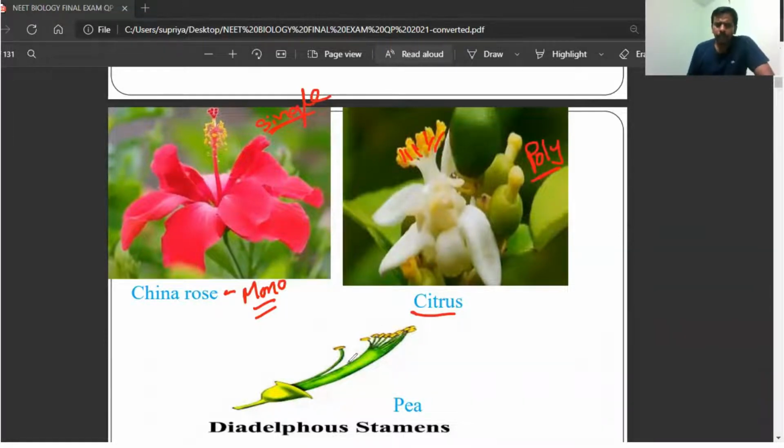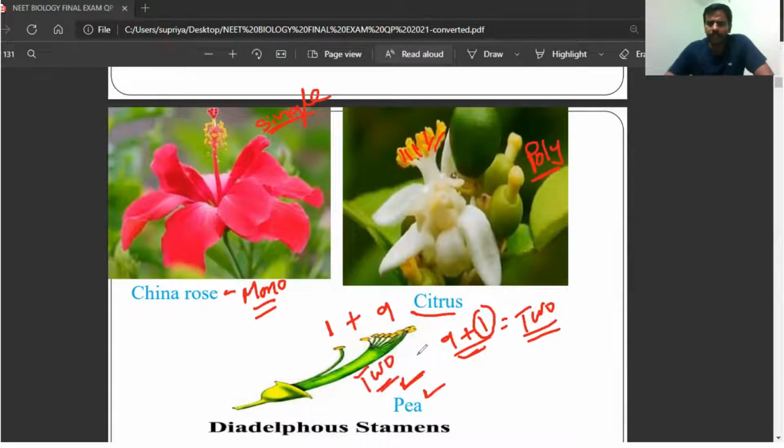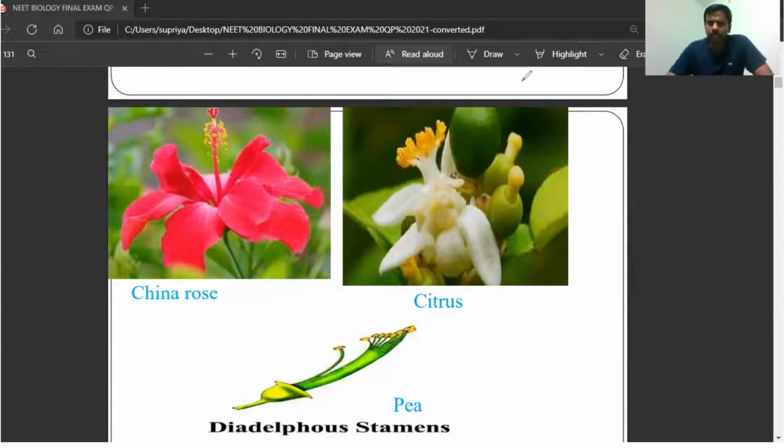You see, students, in pea plant, Pisum sativum, total 10 stamens are there, and 9 in one bundle and 1 in a separate bundle, like 1 plus 9, or you can also write 9 plus 1. It is in two bundles, right? In one bundle, 9 stamens. In another bundle, only a single stamen is present. It means in the pea, the stamens exist in the form of two bundles. So didelphous condition we can see in the pea plant.